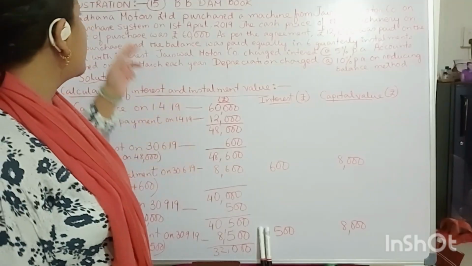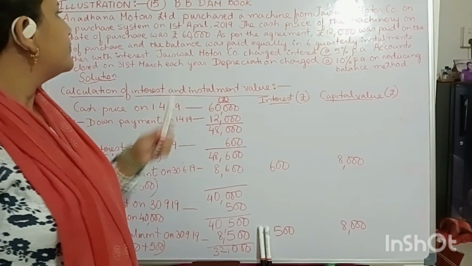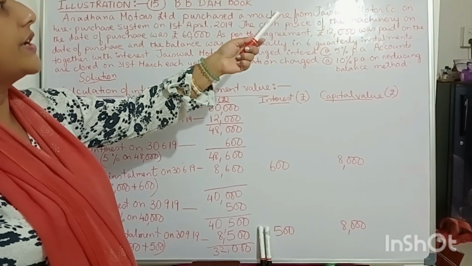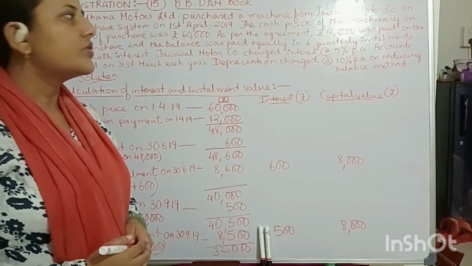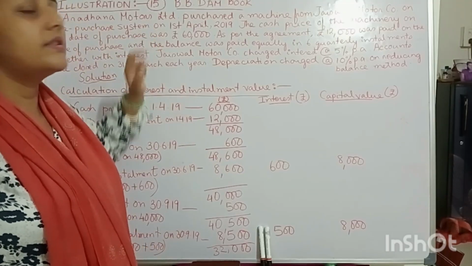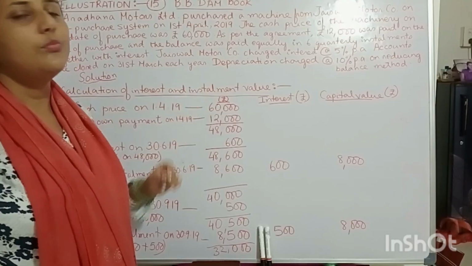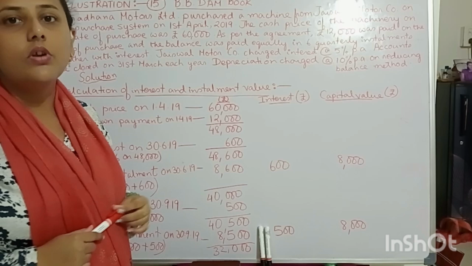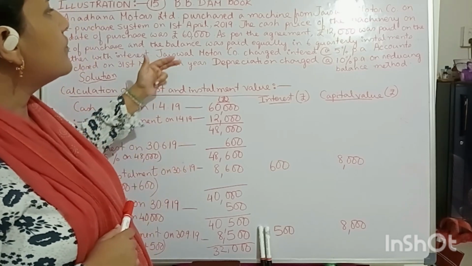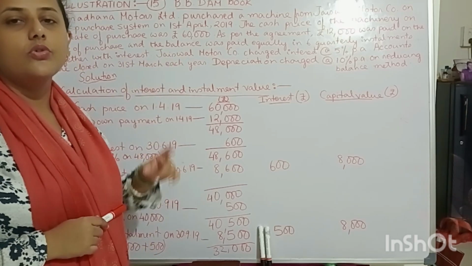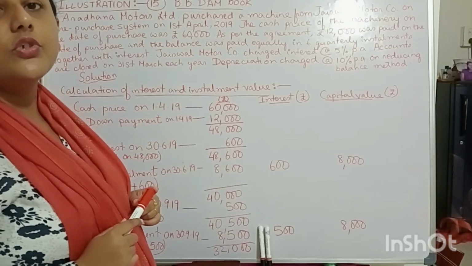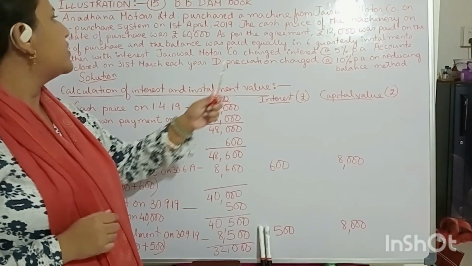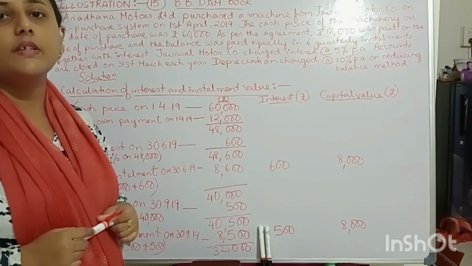So just see here, illustration number 15 from the B.B.A. book. What is asked in the question? Aradhana Motors Limited purchased a machine from Jaiswal Motor Company. So Aradhana Motors Limited is the hire purchaser and Jaiswal Motor Company is the hire vendor, on hire purchase system, on 1st of April 2019. The cash price of the machinery on the date of purchase was rupees 60,000.